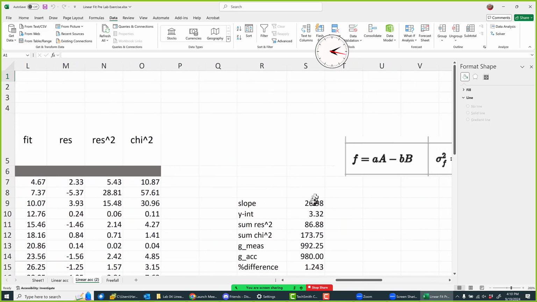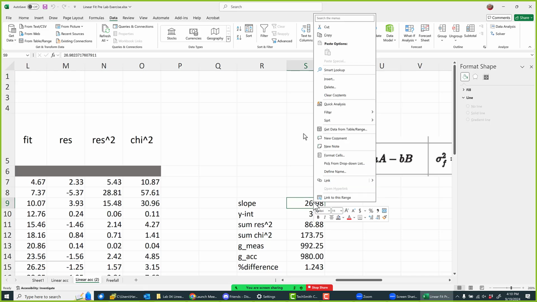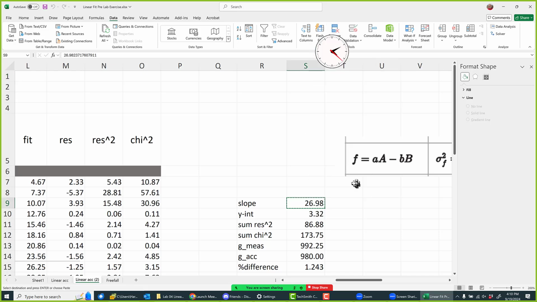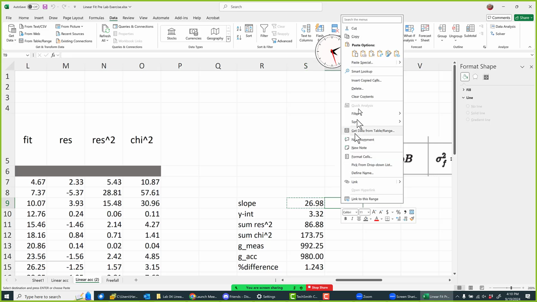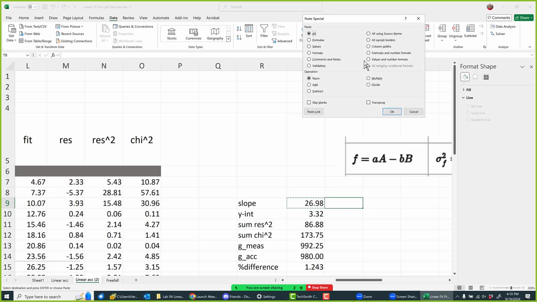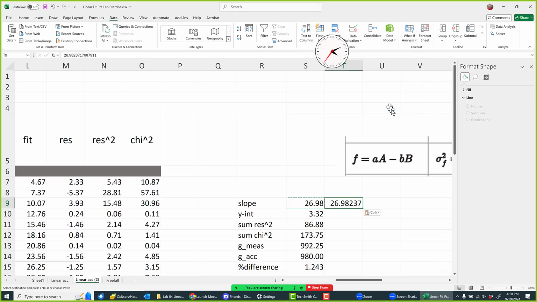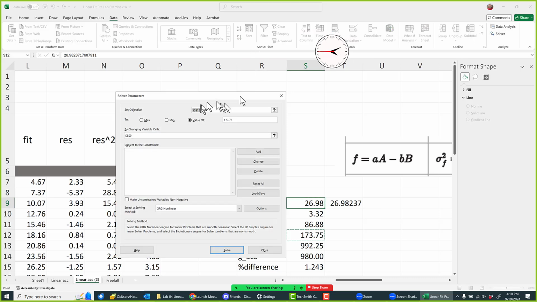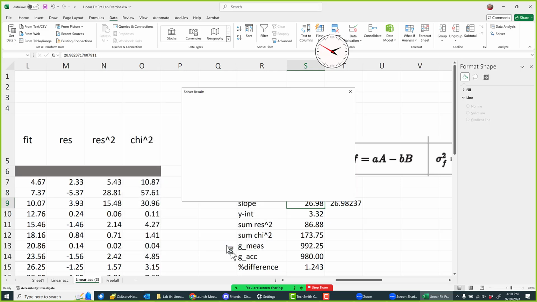So now what we do is we take this number, we copy it, we put it here, paste it special, and we only want to paste the value, the number. And then we go back one more time, and we tell it to now minimize it to get the best fit. One more time.